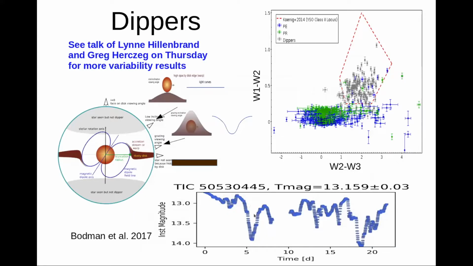Of particular interest are the dippers, because the variability in this class is regulated by a variable extinction produced when an overdensity of dust in the disk crosses the line of sight. And indeed, in this color diagram, the dipper class shows systematically more near-infrared excesses than periodic classes, linking the dipper class with the presence of a protoplanetary disk.